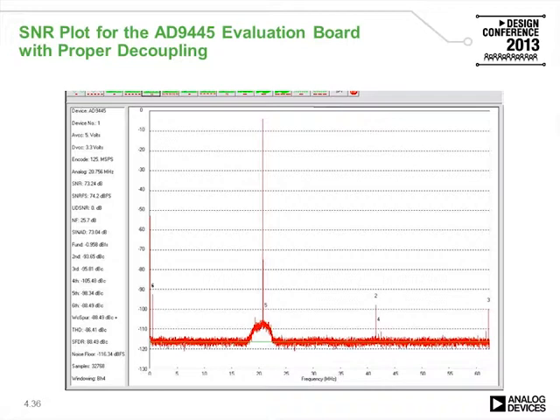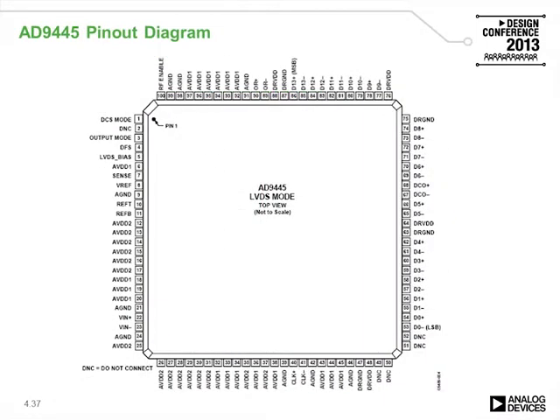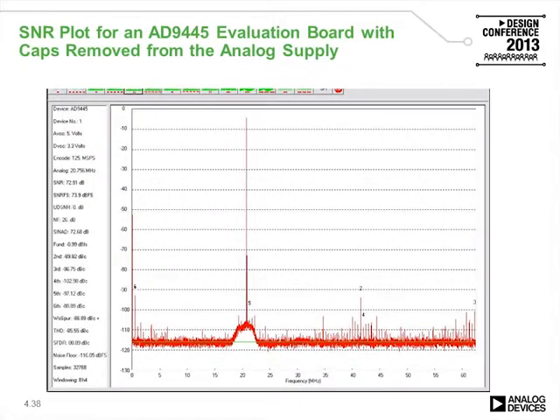Let's talk about decoupling for a second. Here's an evaluation board, in this case a 9445, with all of the decoupling done on the board, and you can see we get a pretty clean output spectrum. We take a look at the pins on the part, and we see that there are multiple powers and multiple grounds. The reason is that if we parallel all of these pins together, it lowers the impedance going in, which gives us better performance. If we take off the caps from the analog supply, you can see that we've got much more fuzz on our spectrum.